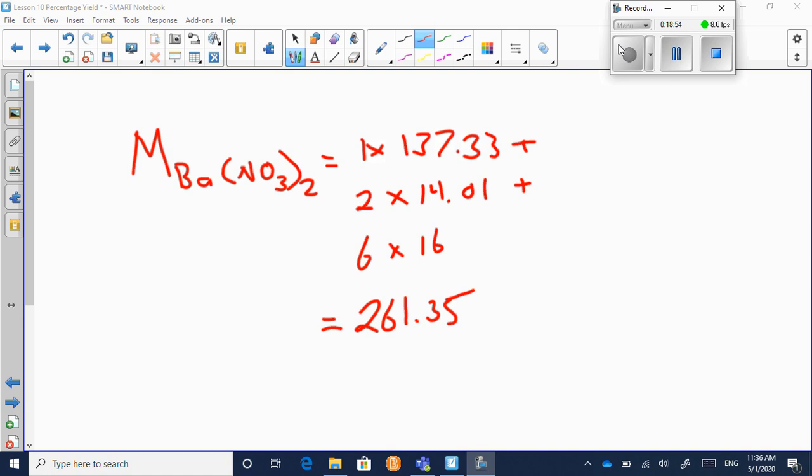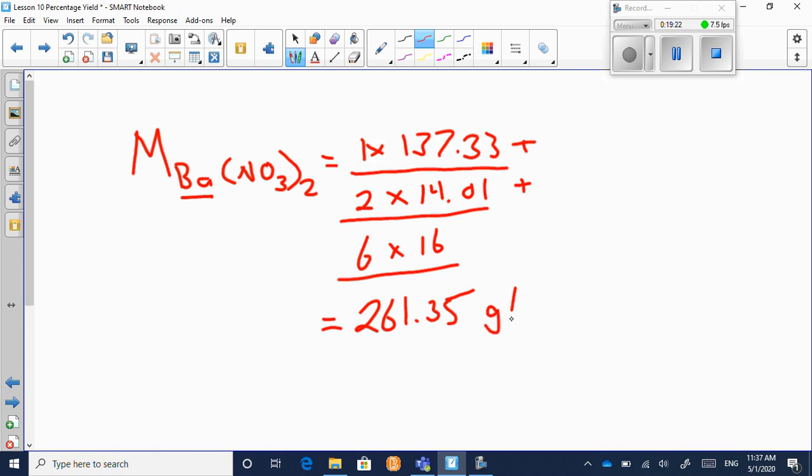All right, so here we go. I calculated my molar mass of barium nitrate. I just want to show you here. For barium, there's one of them, so I did 1 times 137.33. I got these numbers off my periodic table. Plus, there are 2 nitrogens, so 2 times 14.01. Plus, there's 6 oxygens. Remember, it's 2 times 3. The 2 in the brackets applies to both the oxygen and the nitrogen. So you end up getting 261.35 grams per mole.